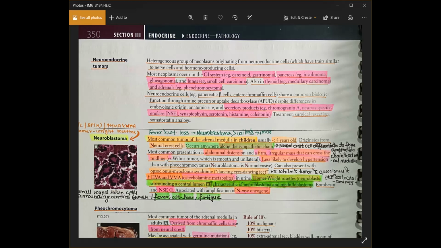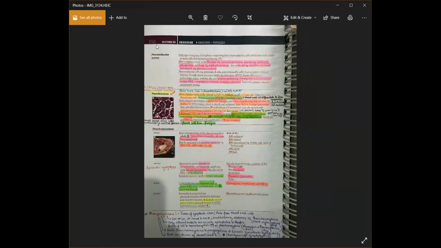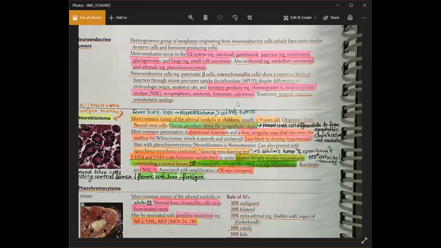And every tumor that you will study after this heading, the neuroblastoma, pheochromocytoma, the insulinoma, and other tumors also, whatever tumor you study after this heading, they are all neuroendocrine tumors in First Aid. So in the GI system, the carcinoid and the gastrinoma; in the pancreas, the insulinoma and glucagonoma; in the lungs, small cell lung cancer and the carcinoids also. In the thyroid, the medullary thyroid carcinoma. In the adrenals, the pheochromocytoma and the neuroblastoma. These are all examples of neuroendocrine tumors.